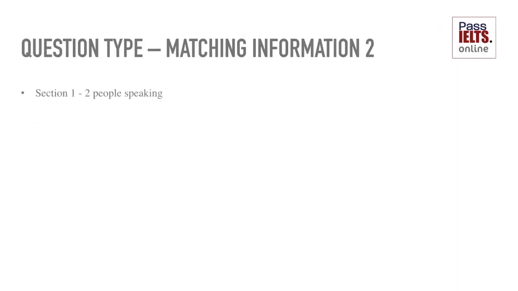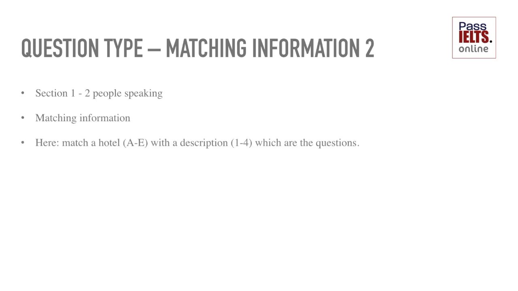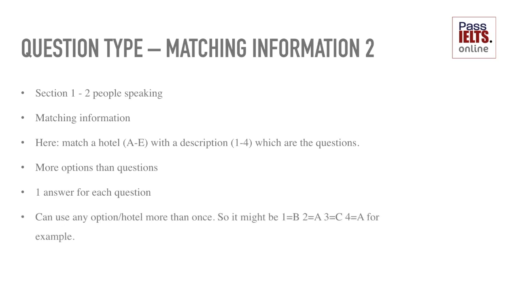This is a section 1, so 2 people speaking. It's matching information, and in this case matching a hotel, which are the letters A to E, with a description 1 to 4, which are the questions. There are more options, A to E, than questions 1 to 4, so you don't use them all. There is one answer for each question, and you can use any option or hotel, in this case, more than once. So it might be 1 is B, 2 is A, 3 is C, and 4 is A, for example. All the questions are in order.